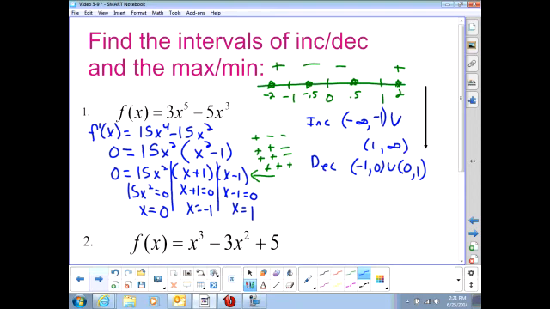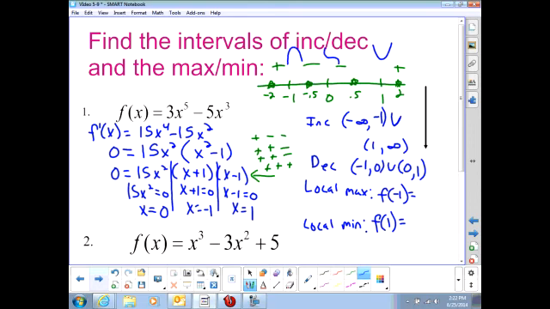And now for our local maxes and mins. Well, in this first section, we're going from increase to decrease, which will create a maximum. So at negative 1, we'll have a max. At 0, we're decreasing, then decreasing again, so we have nothing. And at 1, we're decrease to increase, so we'll have a min. So that'll be at 1.